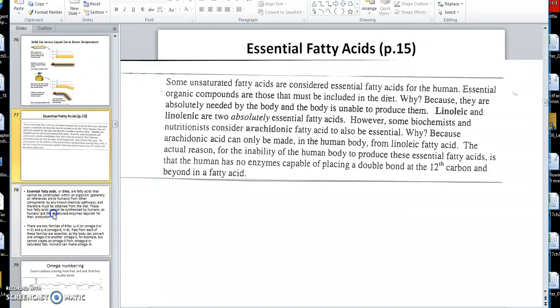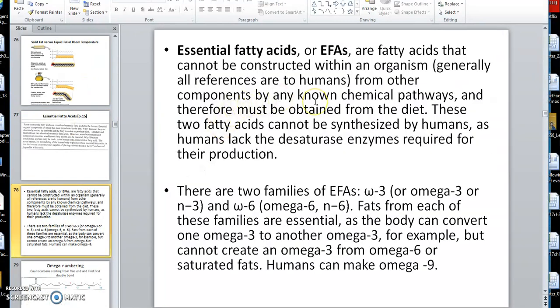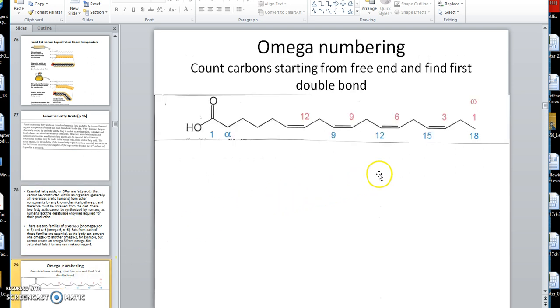So I go further then. Here are the essential fatty acids. Two families, omega-3 and omega-6. Remember the omega: where is the double bond from the end? Remember alpha, omega, the Greek first and last letters, the end. Omega numbering: where's that double bond from the end? That's what you're looking at.